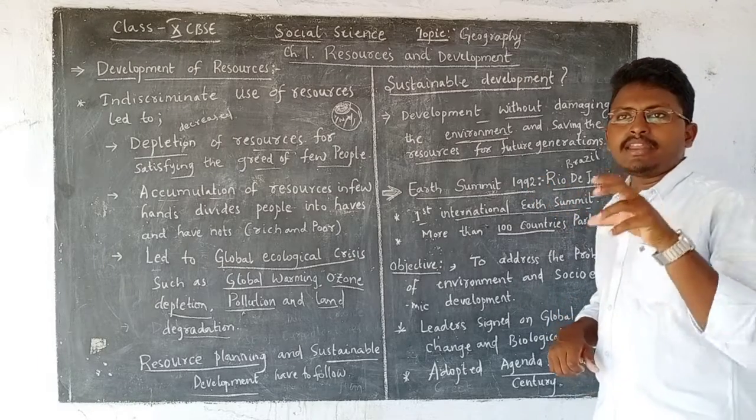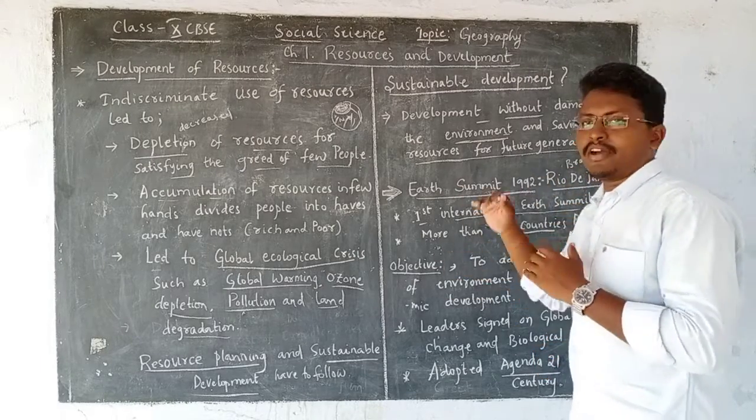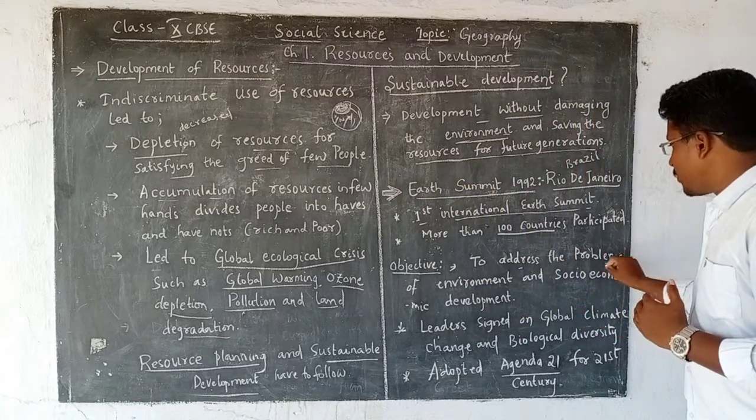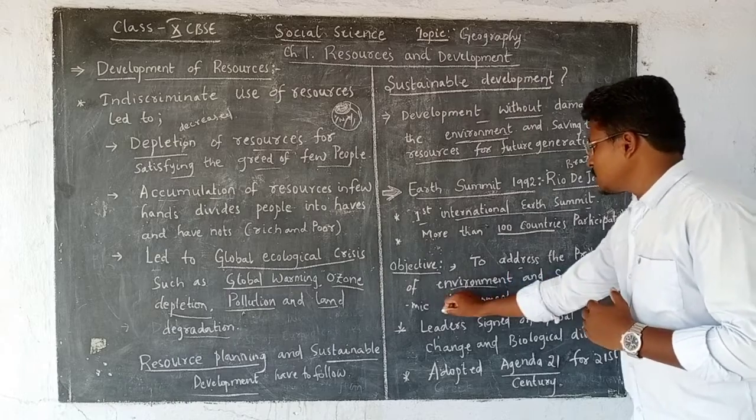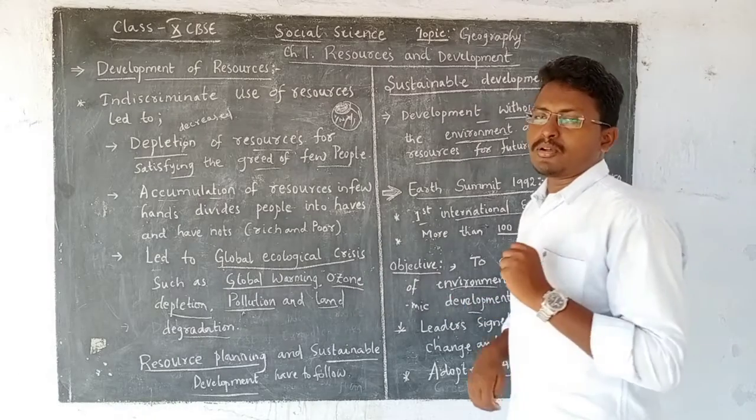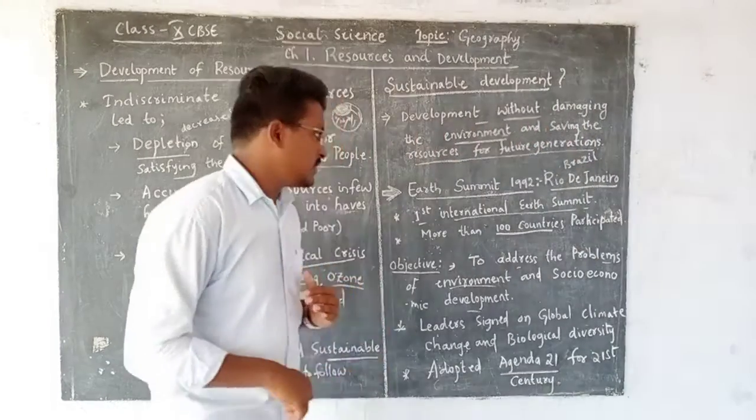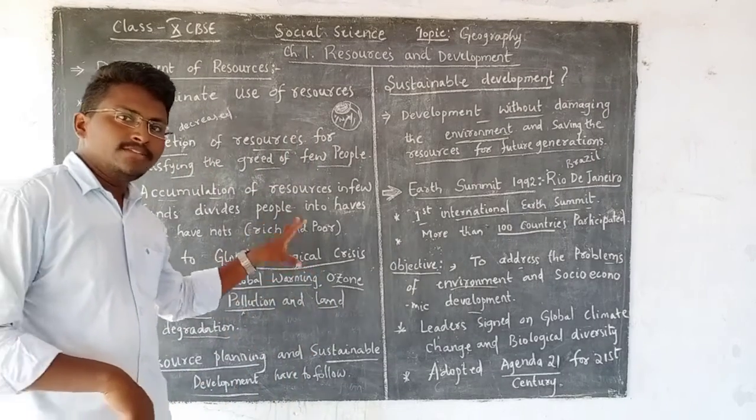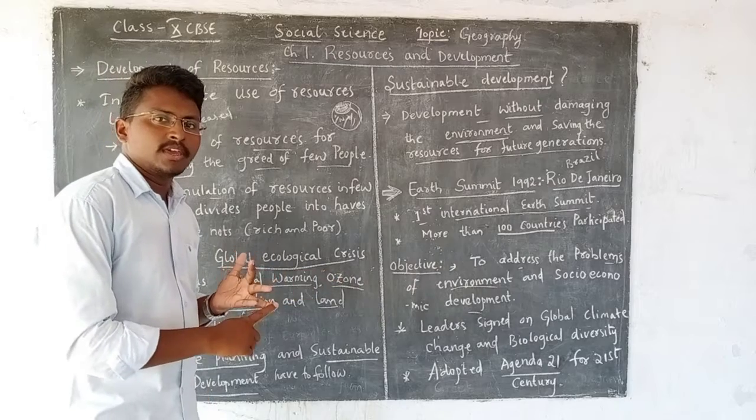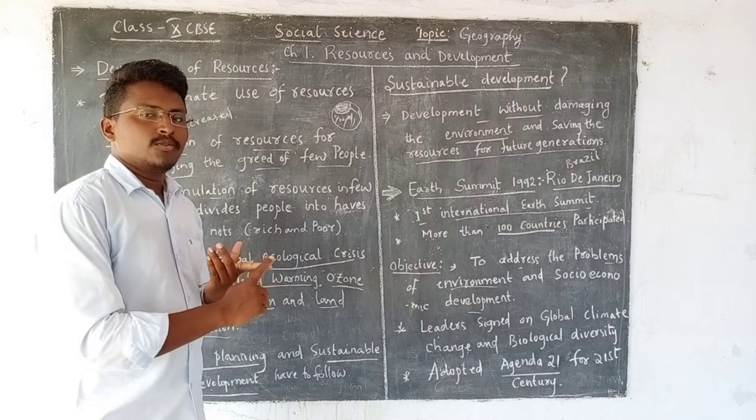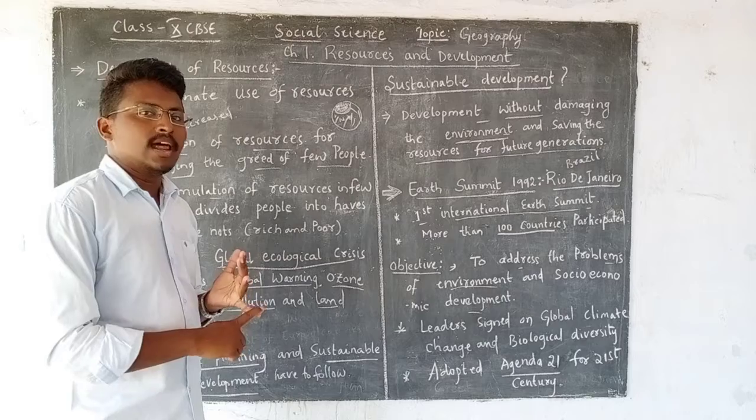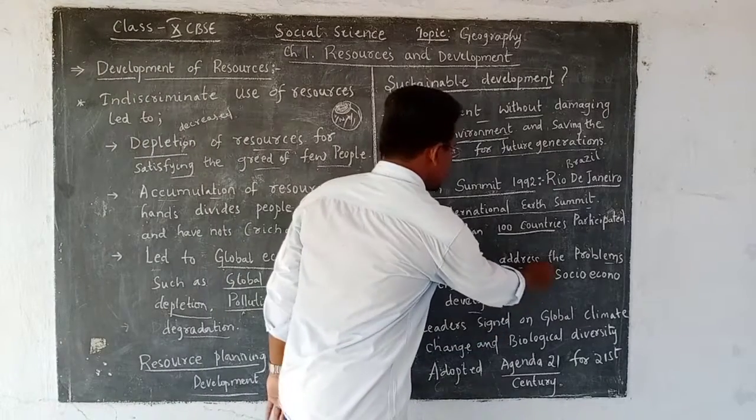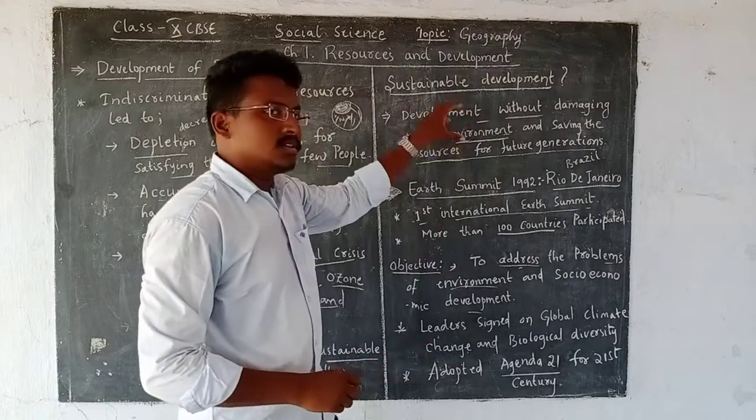Then, what was the main objective of this Earth Summit? Why did it happen? The main objective was to address the problems of environment and socio-economic development. Addressing the problems of environment means, as I just mentioned, because of the overuse of resources, we are facing certain environmental problems. It may be global warming, pollution, ozone layer depletion, or land degradation. So, in order to solve these problems, they conducted this Earth Summit.